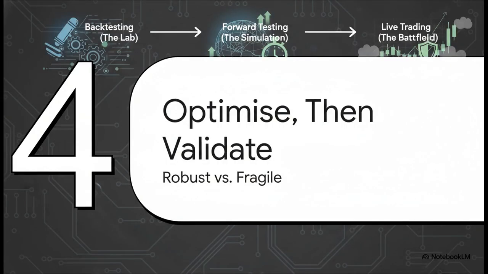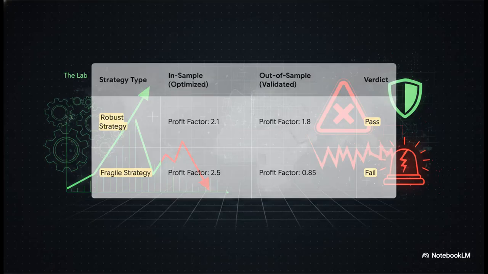And it's this cycle, this constant process of optimize, then validate, that really acts like a truth serum. It powerfully reveals whether your trading edge is the real deal or just a fragile illusion. I mean, just look at this table. It says it all. A robust, solid strategy might have a profit factor of 2.1 in the optimization, and it drops a little to 1.8 on the new data. Okay, that's expected. Some drop-off is normal.